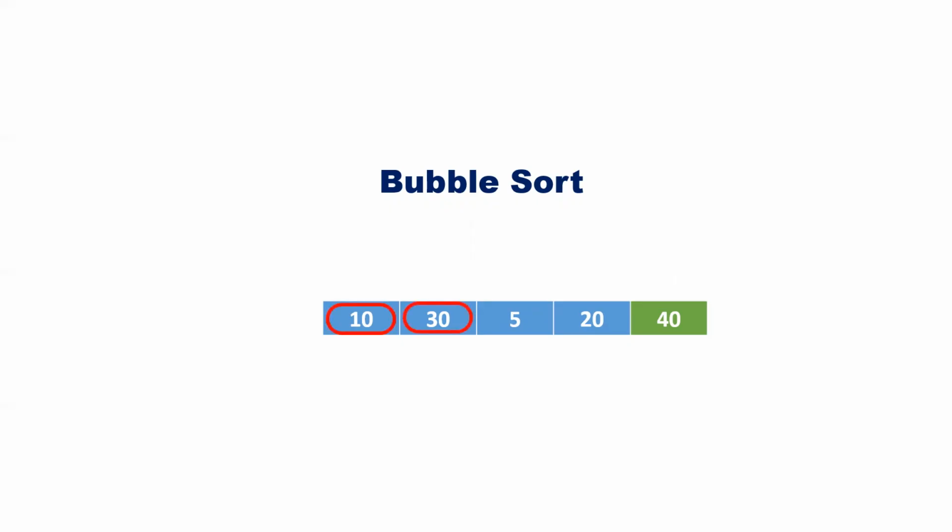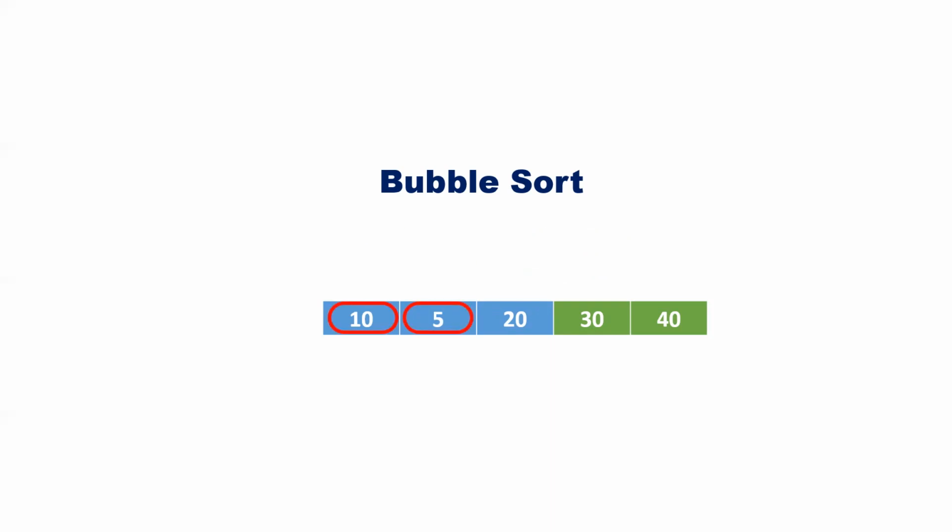10 and 30, no need to swap. 30 and 5, that is bigger, so we need to swap the values. We get 5 and 30. Next, 30 and 20. 30 is bigger than 20, so swap. We will get 20 and 30. After this set of operations, 30 is in the correct place. 30 is the second largest one. Again, start from the beginning.